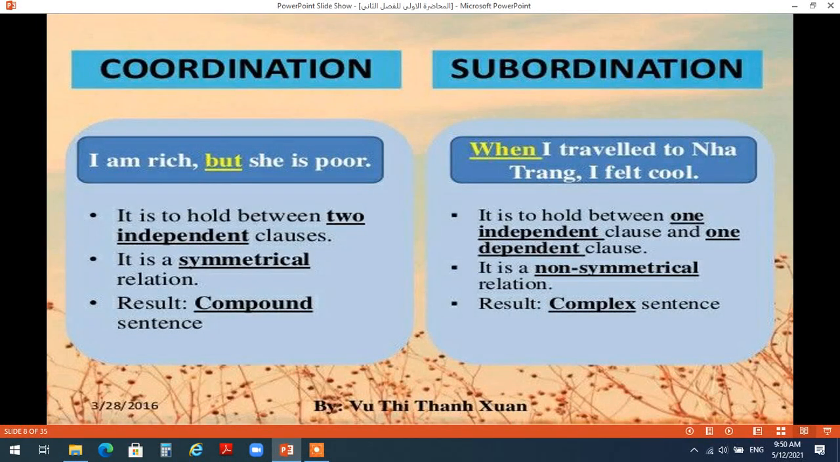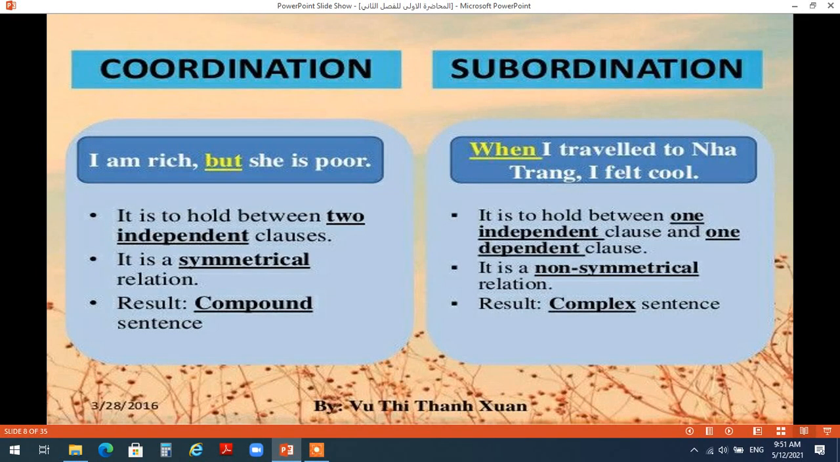إذن راح تكون عندنا بالنتيجة a non-symmetrical relation. Why it is non-symmetrical؟ لأنه راح تكون إحدى العبارات مستقلة بينما العبارة الأخرى ستكون عبارة تابعة، أي أن العبارتين لن تكون على نفس القدر من الأهمية أو الاستقلالية. As a result, when we use a subordinator, the result will be complex sentence. إذا حين نستخدم subordinator في ربط عبارتين في الجملة سيتكون لدينا ما يسمى بالجملة المعقدة.